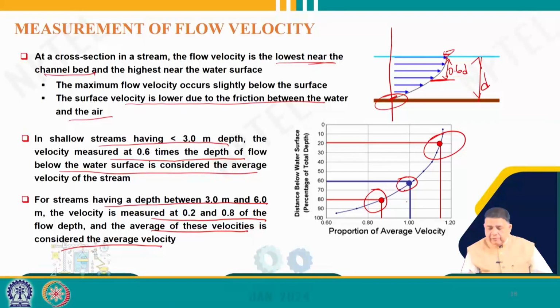So, we have to be careful: if it is a stream up to 3 meters depth, then we use the 6/10 rule, but if it is more than 3 meters, then we make measurements at 2 points, 0.2 d and 0.8 d, and take the average of the velocities as the mean velocity of the stream.